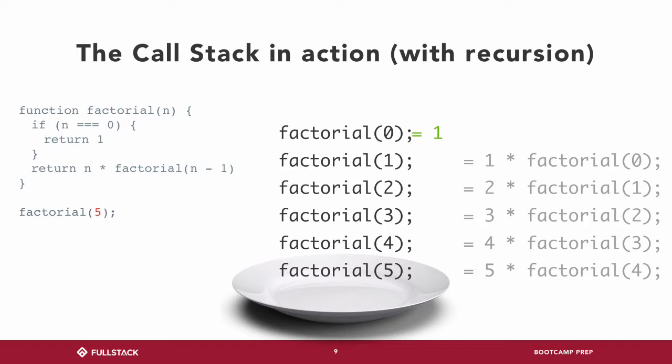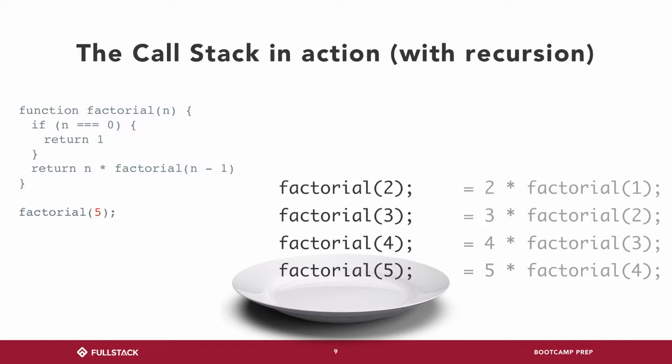So because factorial 0 now equals 1, that return value gets replaced here. So it's 1 times 1. So that gets removed from the call stack because it returns. And so now we know factorial 1 equals 1 times 1. So that returns, it gets removed from the call stack. Now factorial 1 we know is 1. So 2 times 1 equals 2.